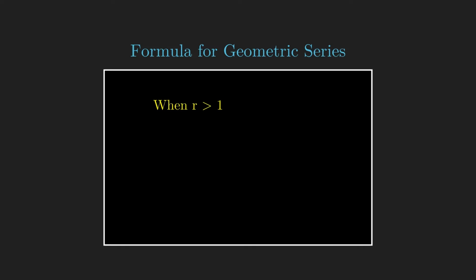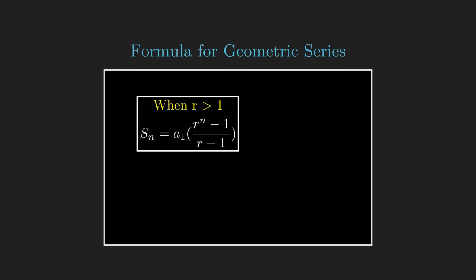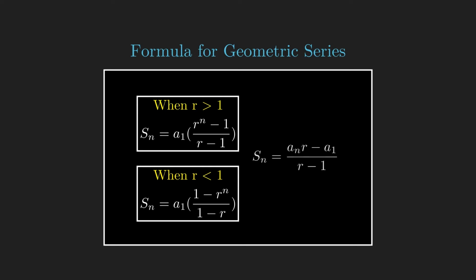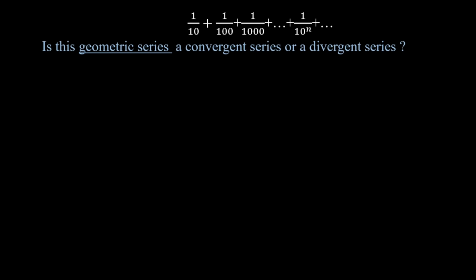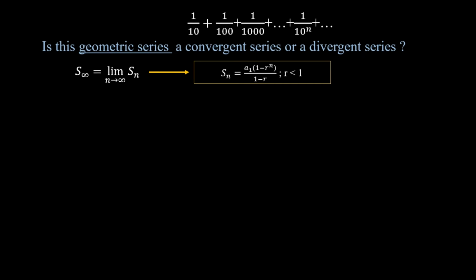Another reminder of the formula for a geometric series. We have learned this before, but just a reminder because we will be using it in this section. Now, let's solve this problem. Is this geometric series a convergent series or a divergent series? By the way, how do you know it's a geometric series? When you compare the terms, you can see that each term differs from the previous one by a common ratio, which is 1/10.